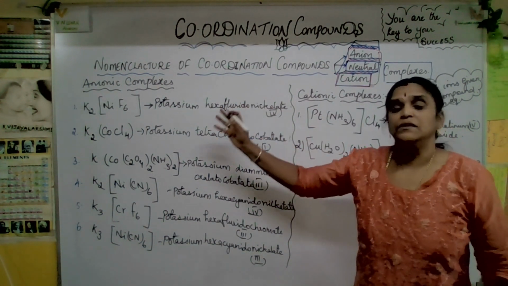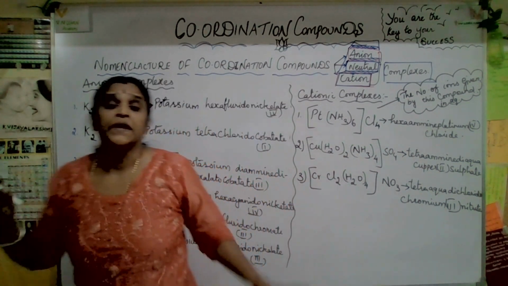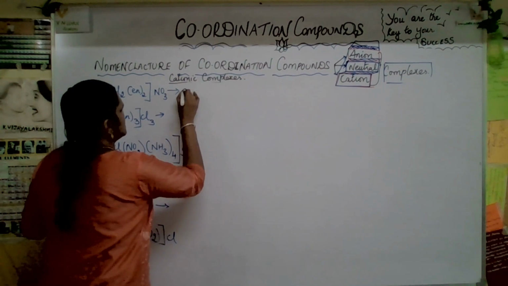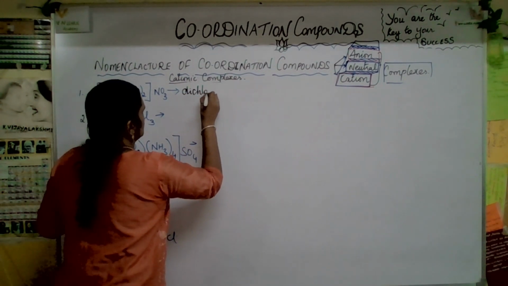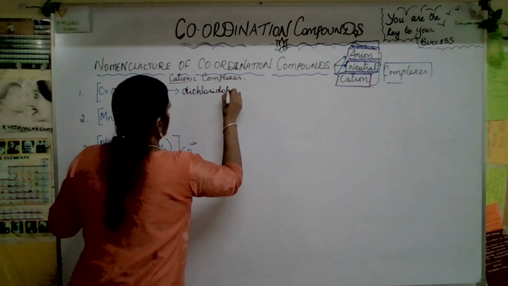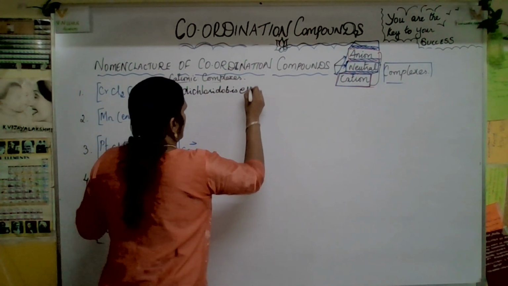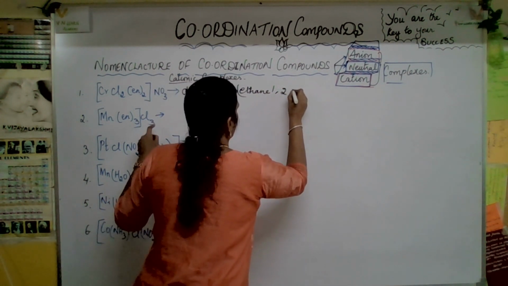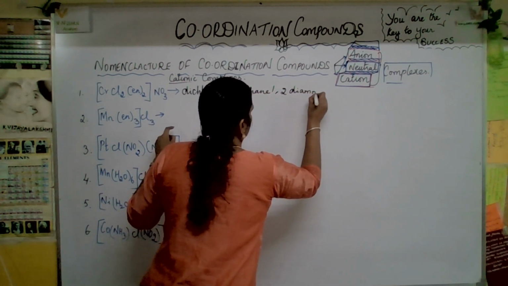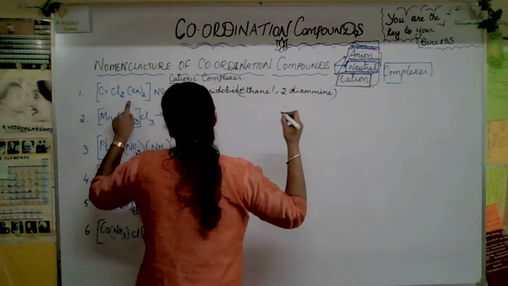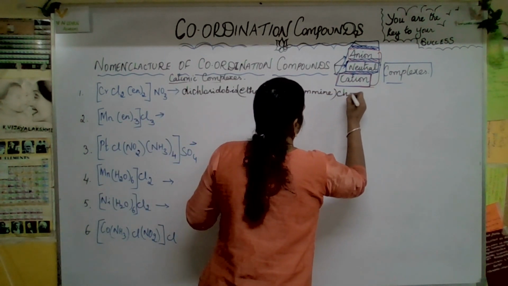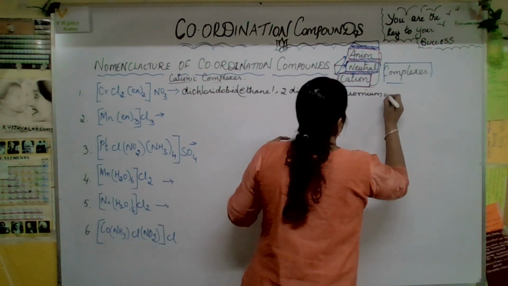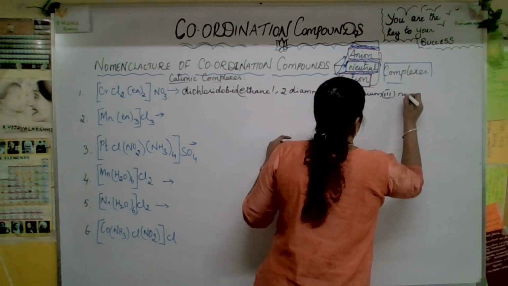Okay, now some more names. Let us identify the cationic complexes name. Now let us write this: dichlorido, chlorido, bis ethane 1,2 diamine chromium, chromium 3 nitrate.